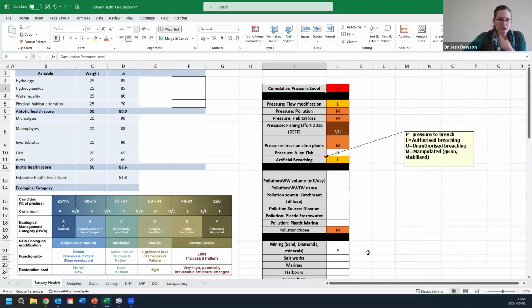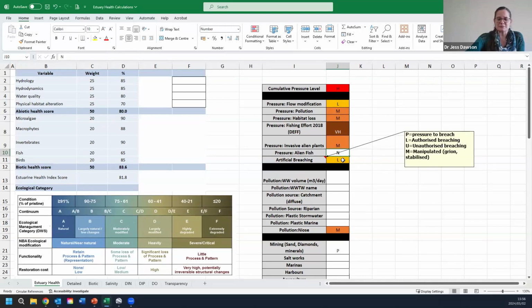So cumulative pressure level is considered high. Pressure in terms of flow modification is low, so not a lot in terms of those 5 rivers coming in. Pollution pressure, medium. Habitat loss, medium. This habitat loss probably relates to both some of the urban development close to the mouth, but also a lot of that forestry habitat. Fishing pressure, very high. Invasive plant species, medium. Alien fish, it says no alien fish in this system at the moment. Artificial breaching is considered low.